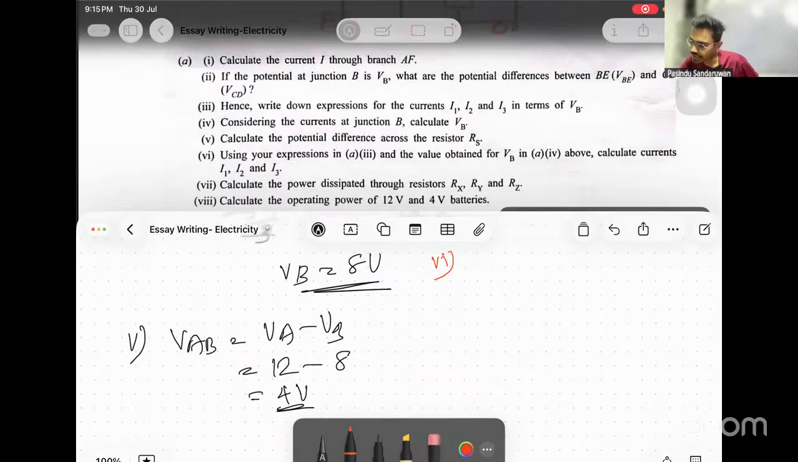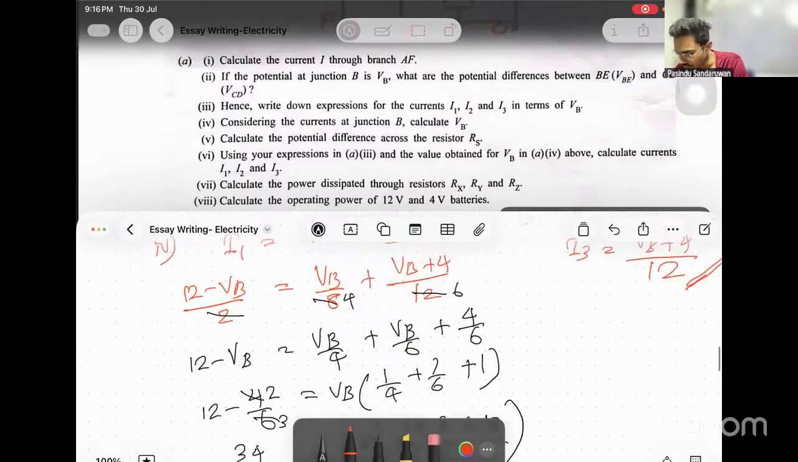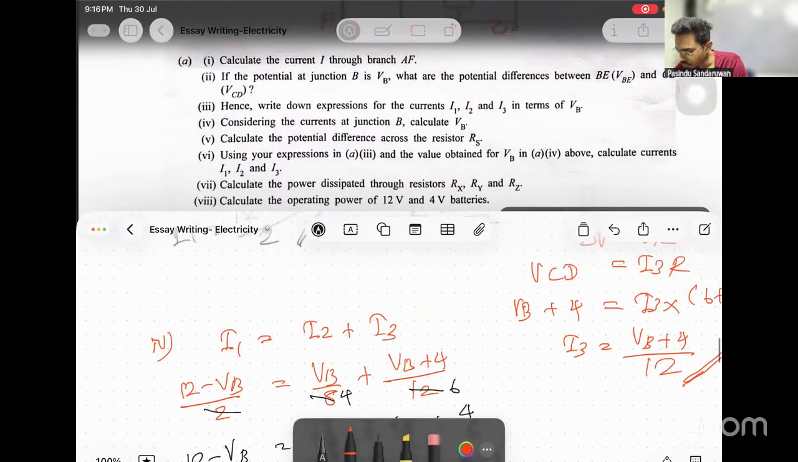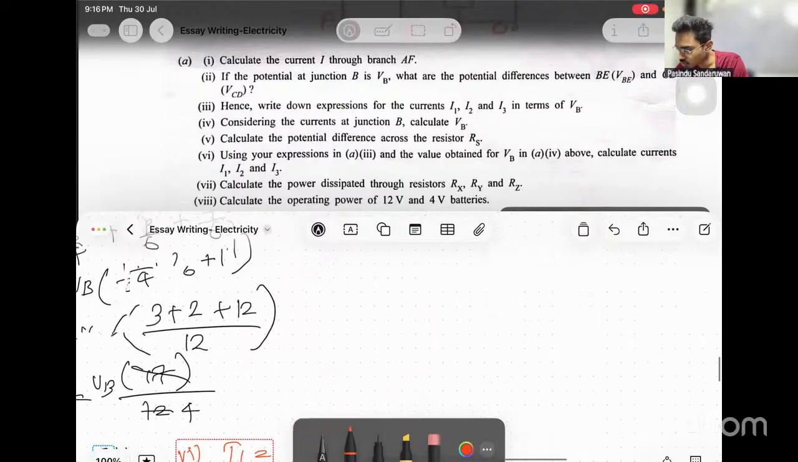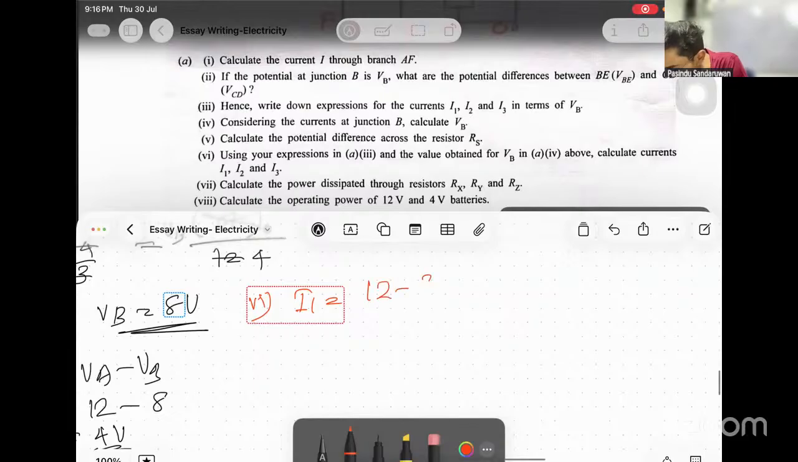6. Using your expressions in A3 and the value obtained for VB in A4 above, calculate currents I1, I2 and I3. Then I1 was 12 minus VB over 2. Then I1 is 12 minus 8 over 2. Then I1 equals 4 over 2, 2 amperes.